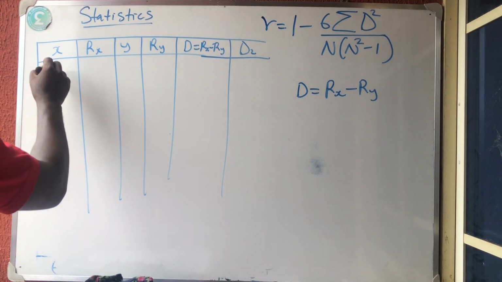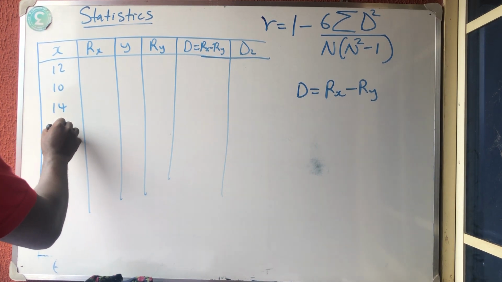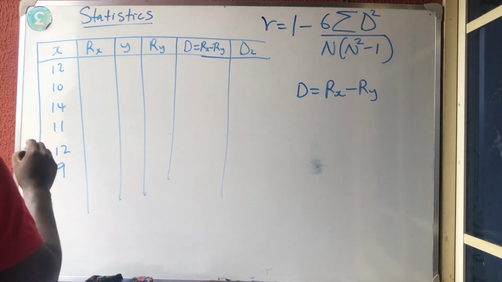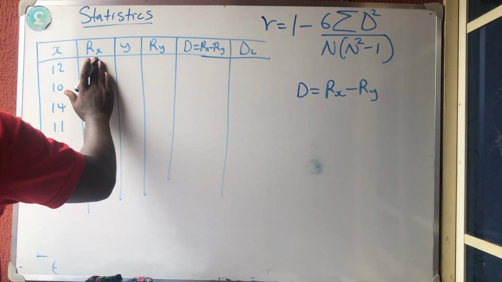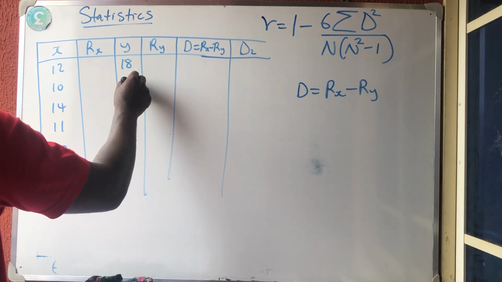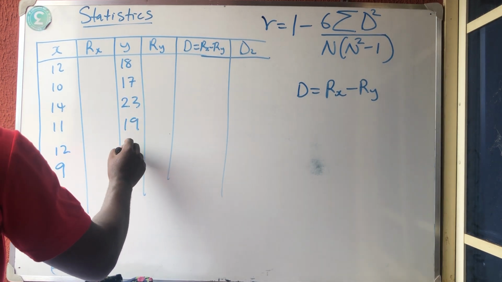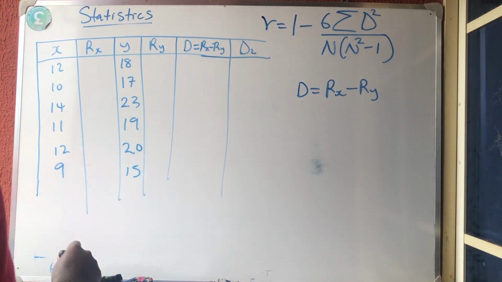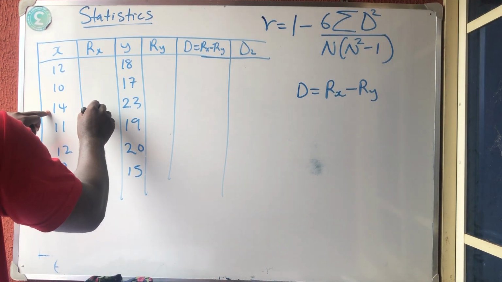So I'm having 12, 10, 14, 11, 12 and 9. That's what I have. And I have for x, 18, 17, 23, 19, 20 and 15. Alright, let us rank. Remember, you are ranking in descending order. So the highest number here will be 1.